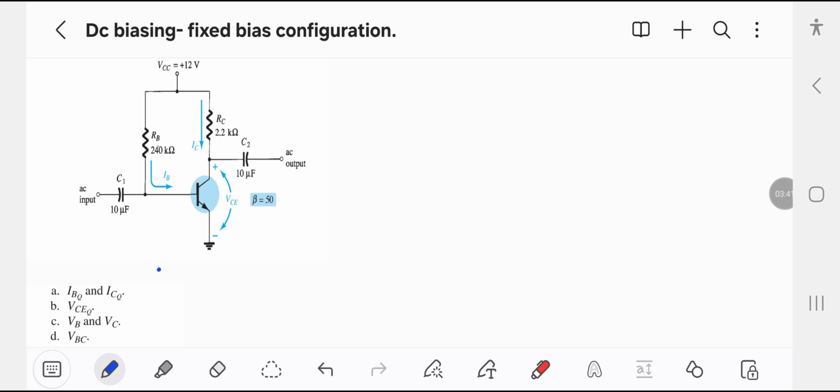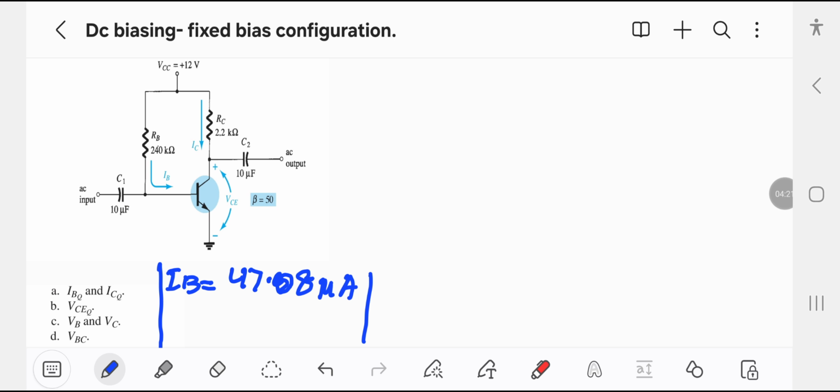So let's put the calculated value here. So we got IB, which is equal to 47.08 micro ampere.